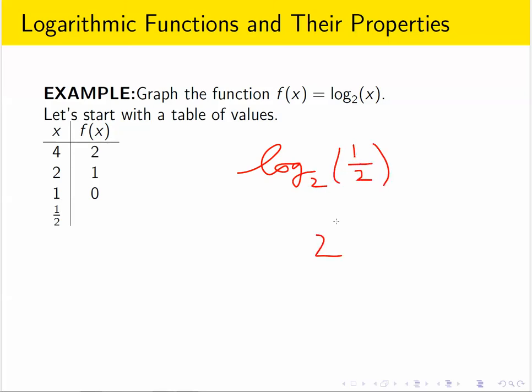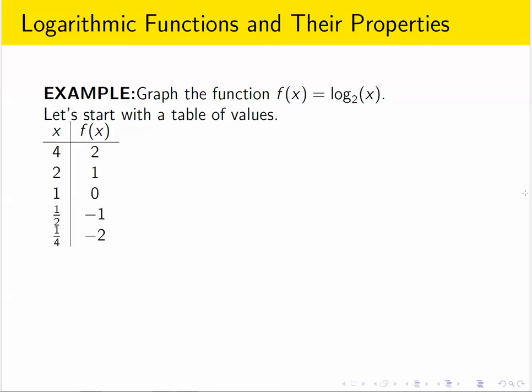So what power of the base do I need to get 1/2? And since we see that this is a reciprocal of 2, to get a reciprocal, I want a power of -1. And I'll leave the last one to you to do on your own. Log base 2 of 1/4 is -2.